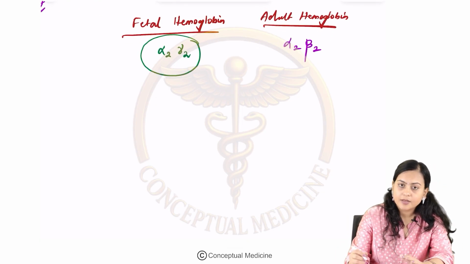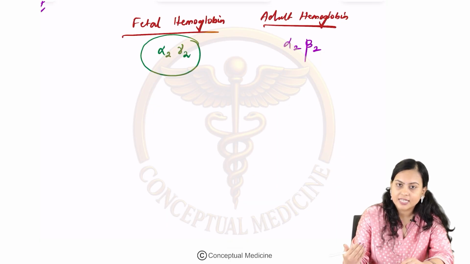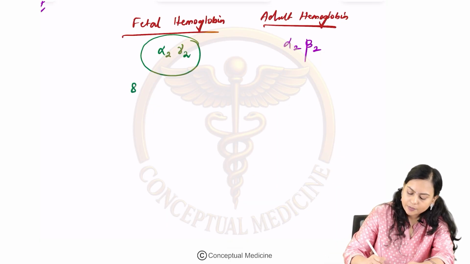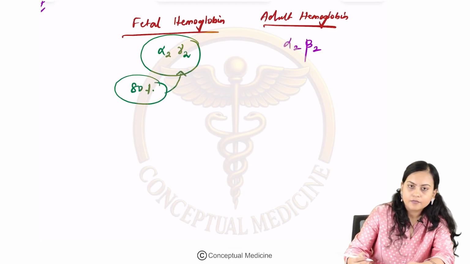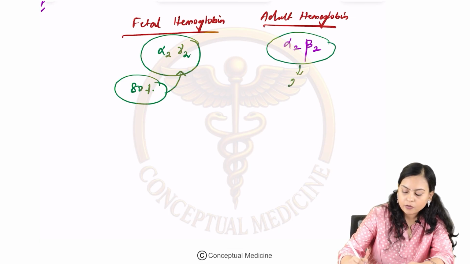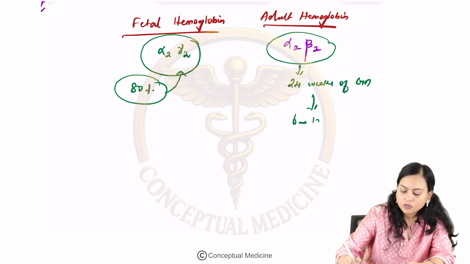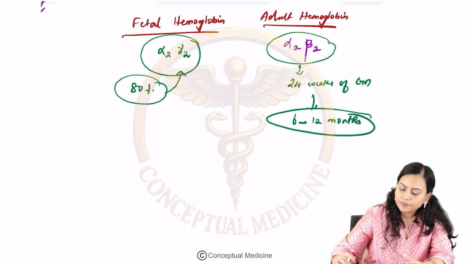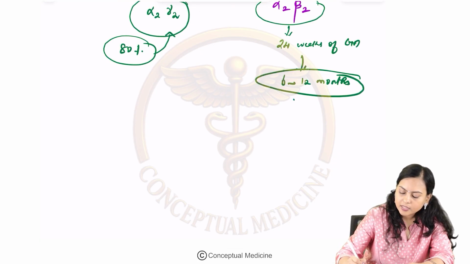Fetal hemoglobin is the maximum type of hemoglobin that is seen in intrauterine life. 80% of the hemoglobin is fetal hemoglobin type during birth also. Adult hemoglobin production will start around 24 weeks of gestational age, and by 6 to 12 months after birth, this will become the maximum amount, and only less than 1% of fetal hemoglobin will be seen after that.